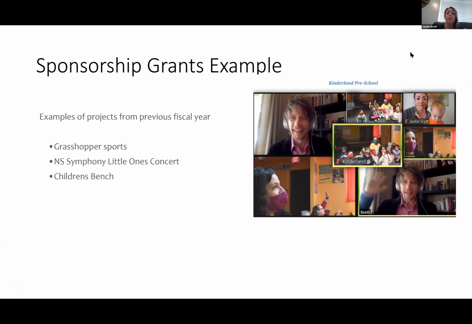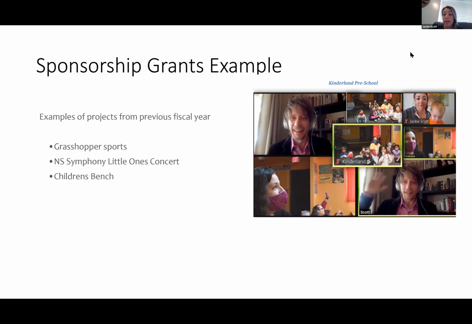So we built a partnership with the city of Reading, who offer Grasshopper sports to young children. And so it's a sports program, so that families can participate who maybe don't have the funds to pay for something like that. So we have a partnership with the city of Reading. It's a sponsorship that we've created. It's not a grant that we put out to everybody. Same with the North State Symphony Little Ones concert. Hopefully you've heard of this.